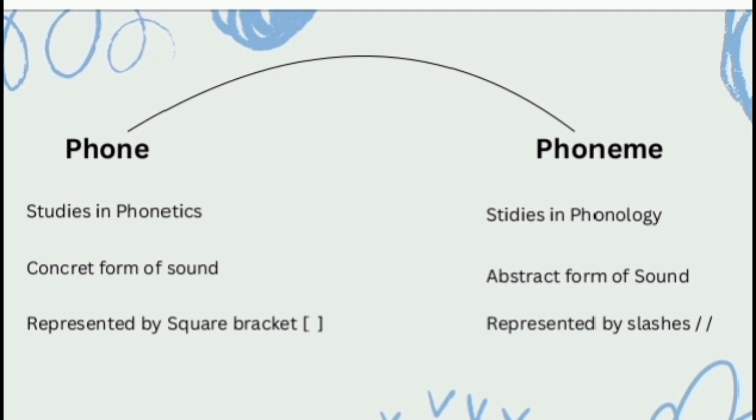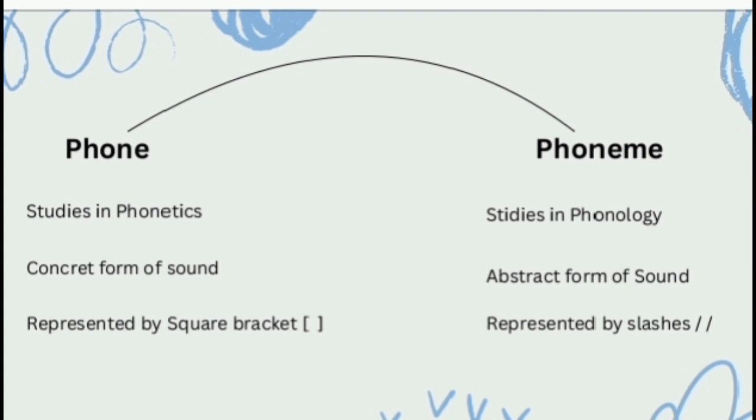Now let me tell you what is concrete and what is abstract. Concrete means something that is visible or which can be sensed by our five senses. And abstract means something that exists, but it cannot be seen by our eyes or felt by our senses. It's abstract in our mind. It exists in our mind, not physically represented.